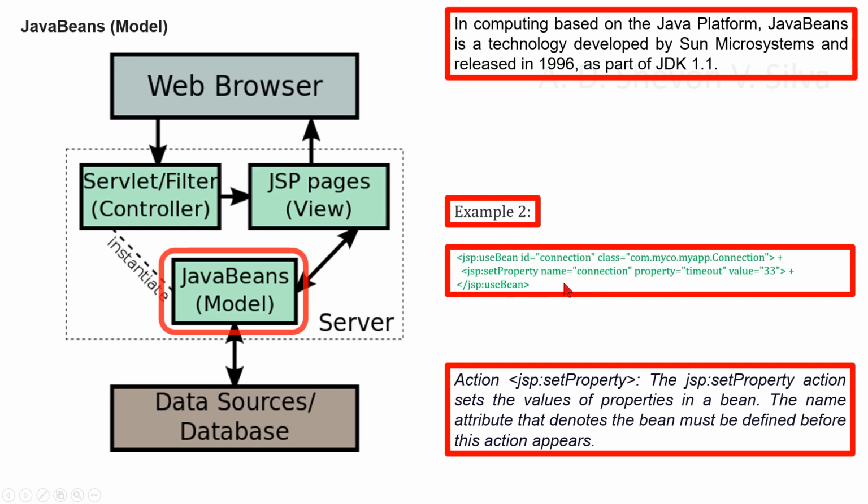Here you can see attribute name. The name of a bean instance defined by JSP colon useBean action or some other action. The bean instance must contain the property to be set. The defining action must appear before the JSP colon set property action in the same file.